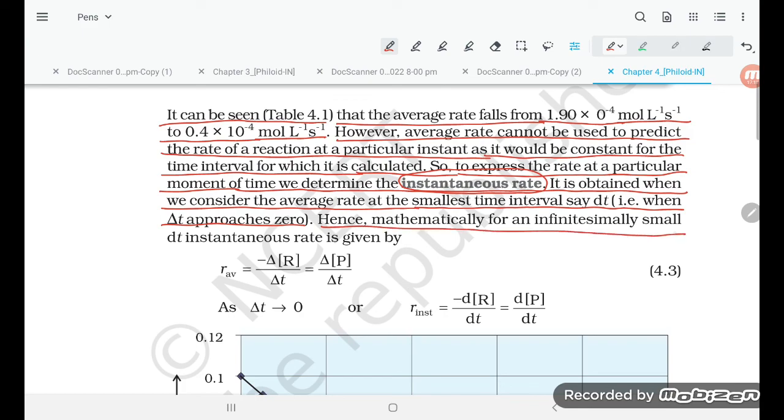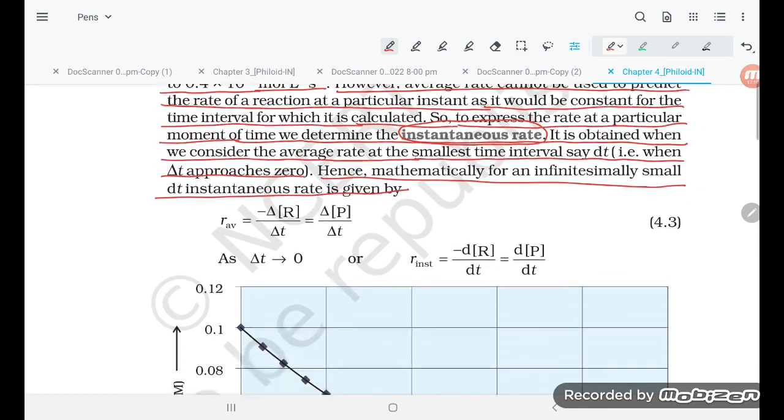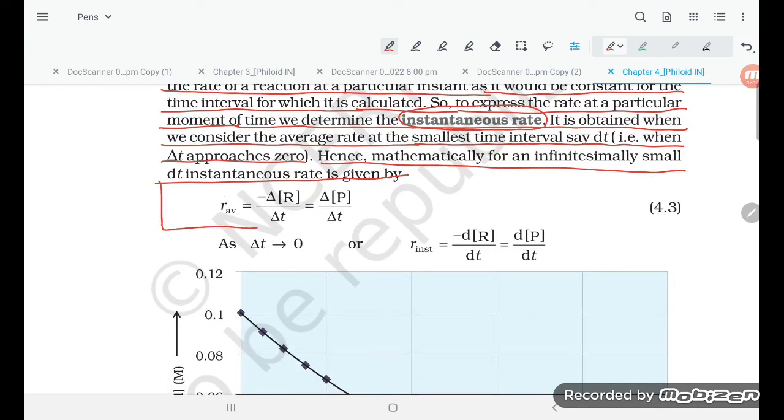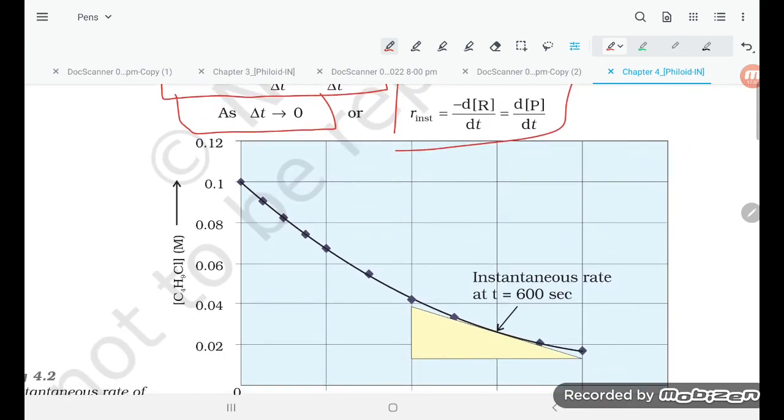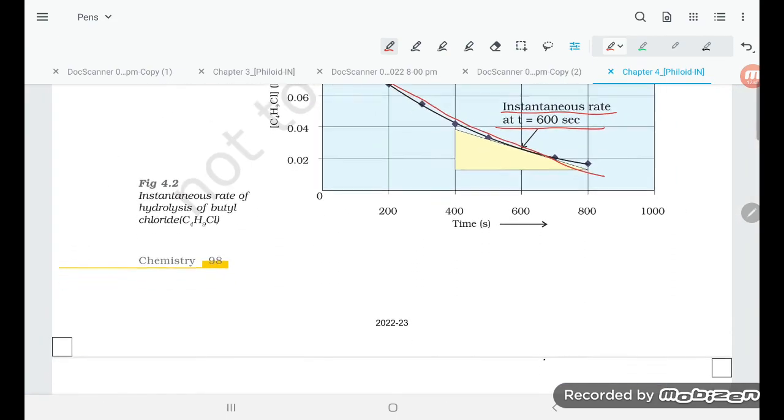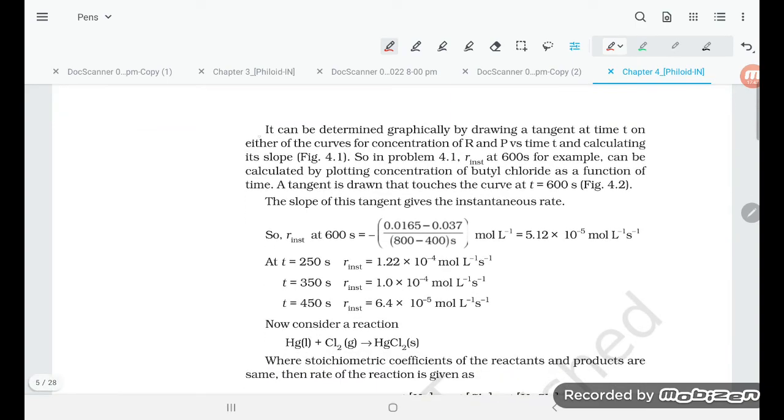Hence mathematically, for an instantaneously small dt, the instantaneous rate is given by r average equal to minus delta R upon delta t equal to delta P upon delta t. So as delta t tends to 0, r instantaneous equals minus dR by dt equal to dP upon dt. So it is going to keep on decreasing. Okay, the instantaneous rate at t equal to 600 seconds: how will we calculate it? Let us see here.